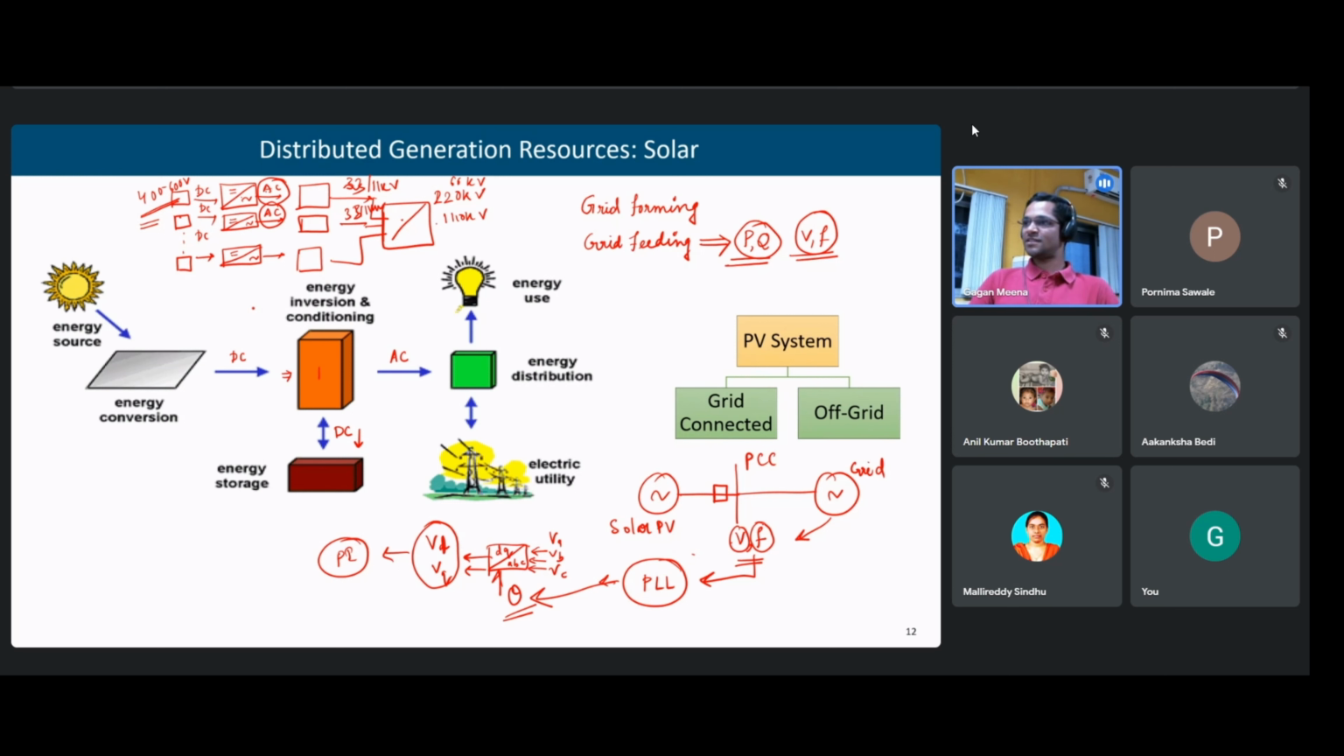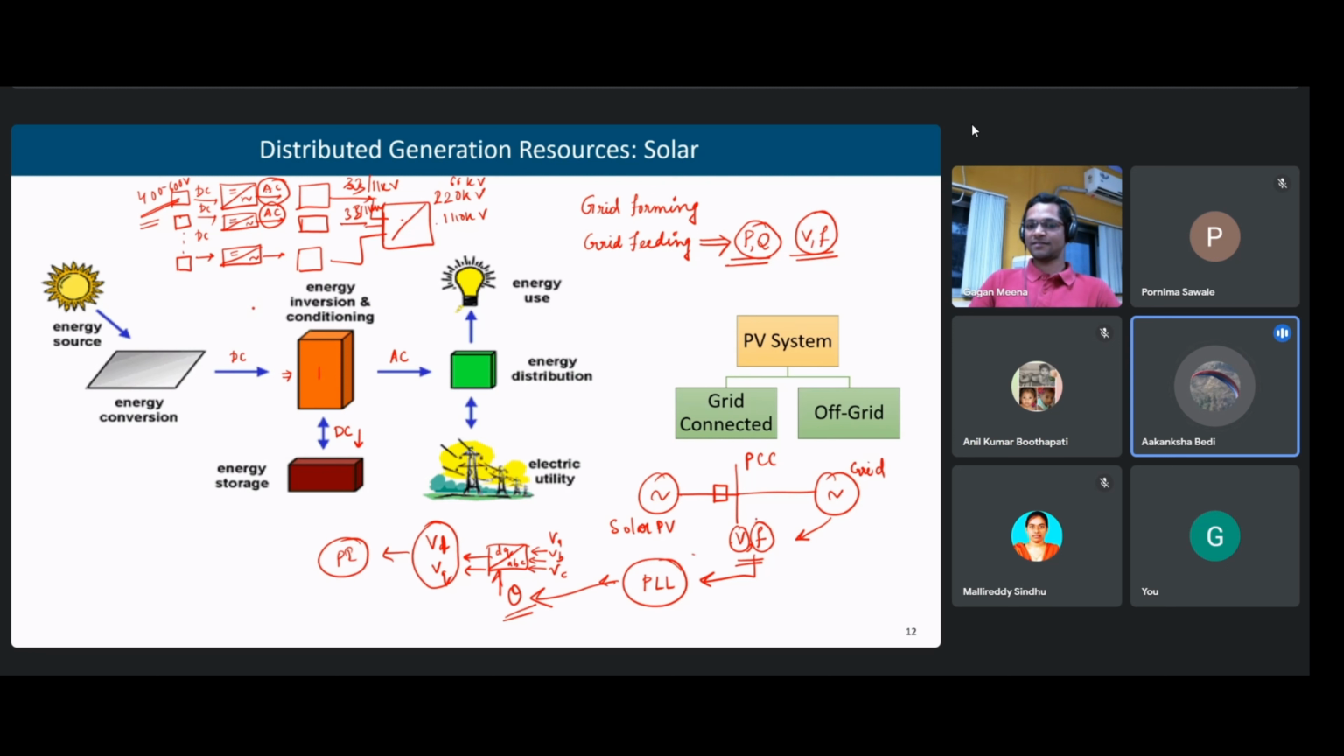So all the conventional inverters that we have right now need a voltage and frequency reference to feed P and Q into the grid. But if they don't have that reference, as per the regulation, they have to stop. So they cannot operate in islanded mode.